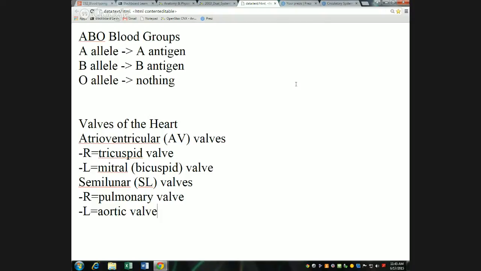Semilunar valves, the name comes from the fact that they look kind of like a half moon or semi-moon. Okay. On the right side, or sorry, before I get there, they are found between a ventricle and an artery. On the right side, we have the pulmonary valve, and on the left side, we have the aortic valve. They're named for the artery that they're adjacent to. Okay, so on the right side, from the right ventricle, blood goes through the pulmonary valve to the pulmonary trunk. On the left side, blood goes from the left ventricle through the aortic valve into the aorta.